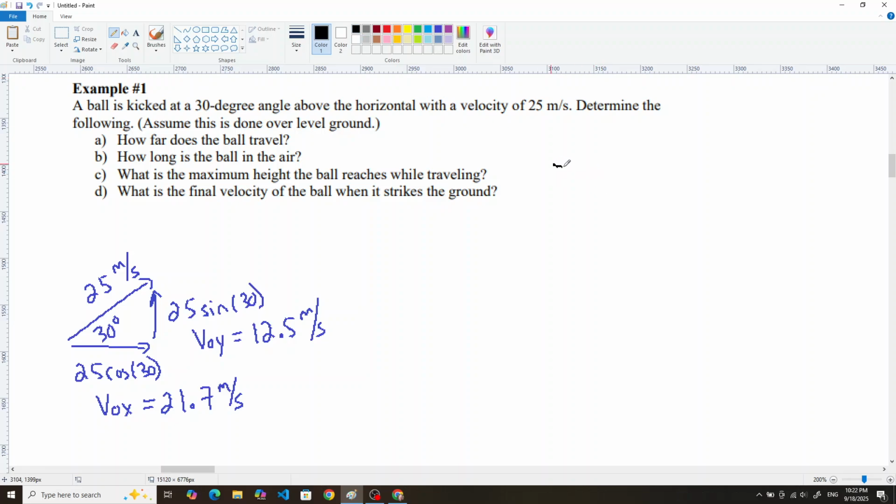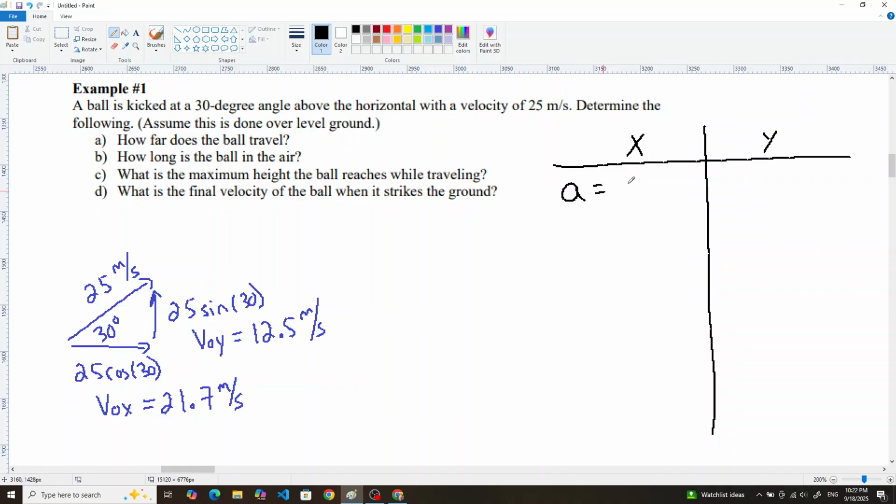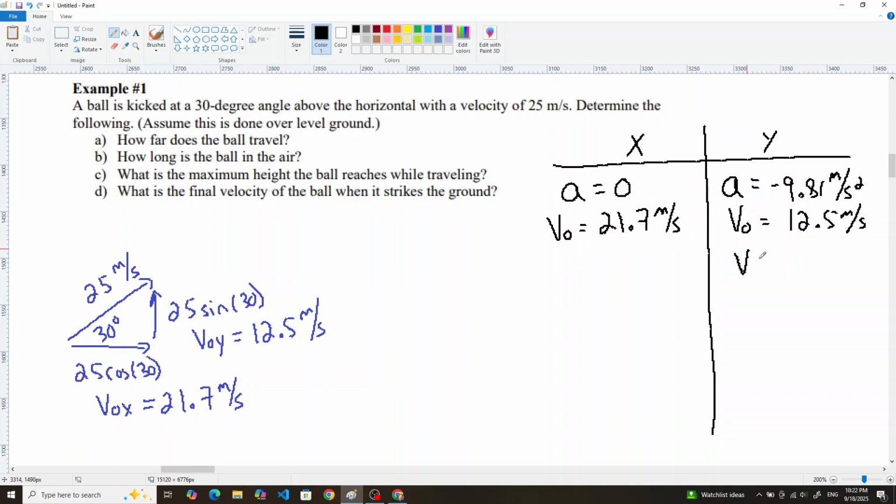We will once again make a chart just like we did before, separating x and y. Information that I know: acceleration is 0 for the x, and acceleration is negative 9.81 meters per second squared for the y. V initial for the x is 21.7 meters per second. V initial for the y is positive 12.5 meters per second. Due to symmetry, the final velocity for the y is negative 12.5 meters per second. Delta y is also 0 because we start and stop on the ground.